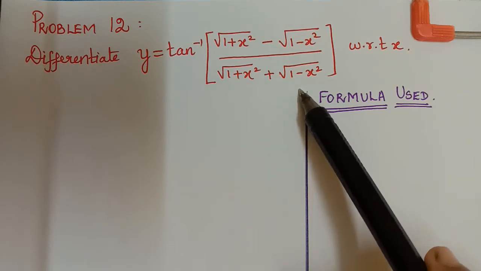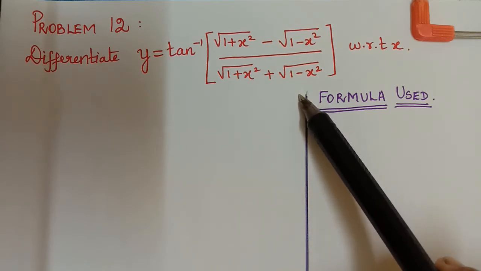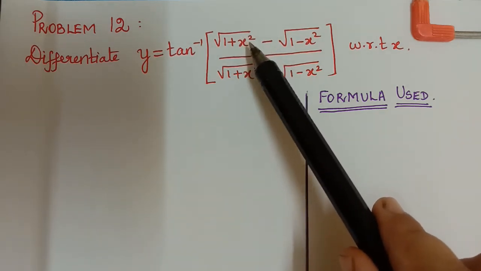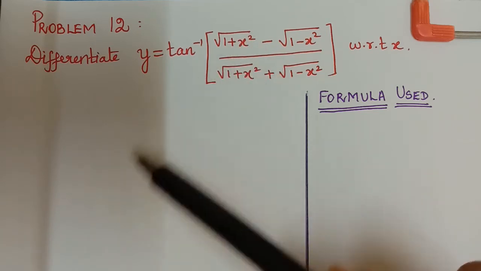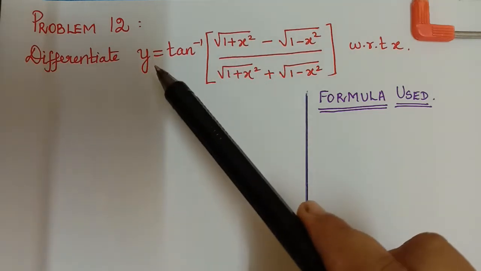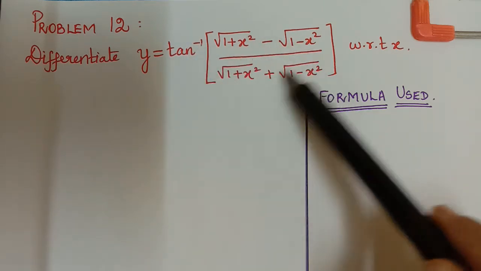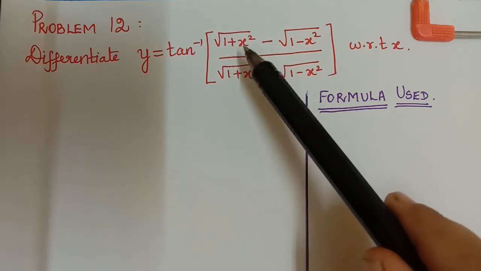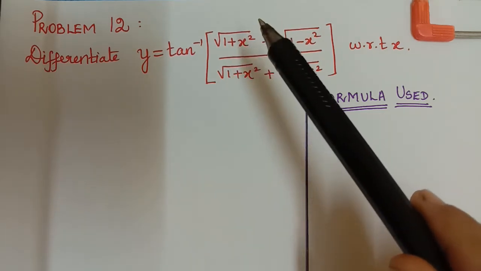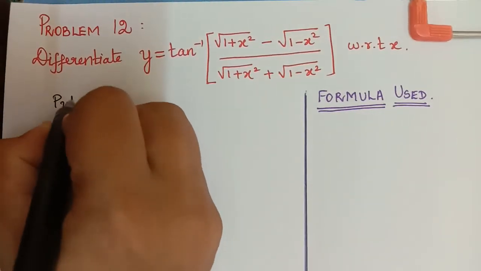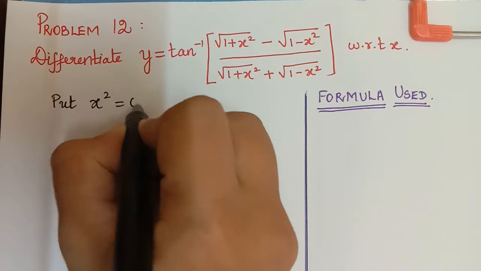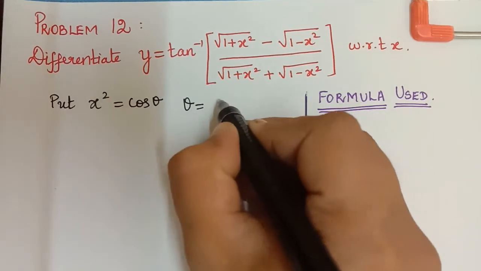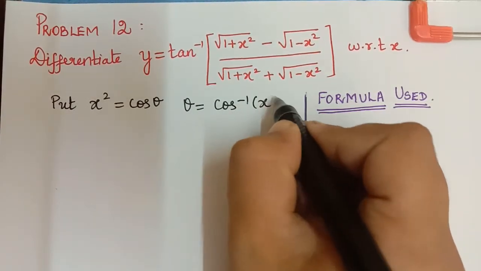So now this has to be differentiated by using the method of transformation, where we have to transform this variable x in such a way that the final answer can be brought into the form y equal to tan inverse of some tan terms. So the apt substitution for x will be x squared equal to cos theta. From this we obtain theta equals cos inverse of x squared.